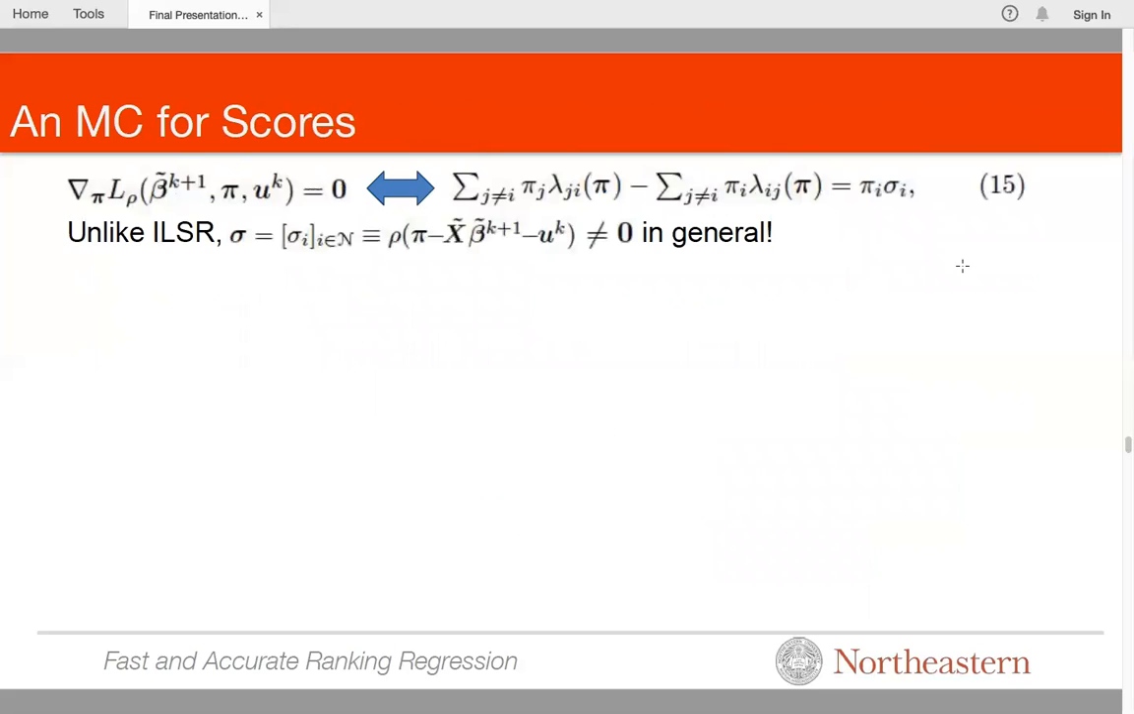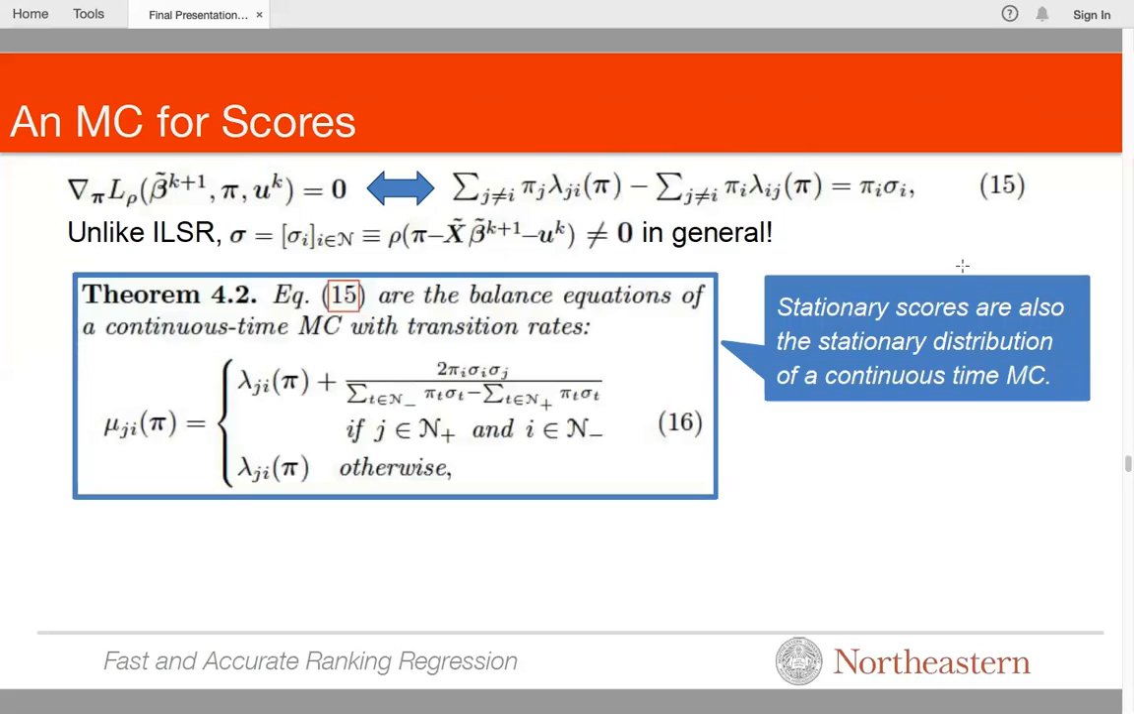Here, L rho denotes the augmented Lagrangian of the ADMM algorithm. We see that the stationary points of the augmented Lagrangian also satisfy equation 15 on the right. Unlike the case of ILSR, where the right-hand side was 0, the sigmas are in general not 0. But we can still show, in the following theorem, that these are actually the global balance equations of a Markov chain with the modified transition rates mu, which also depend on sigma.